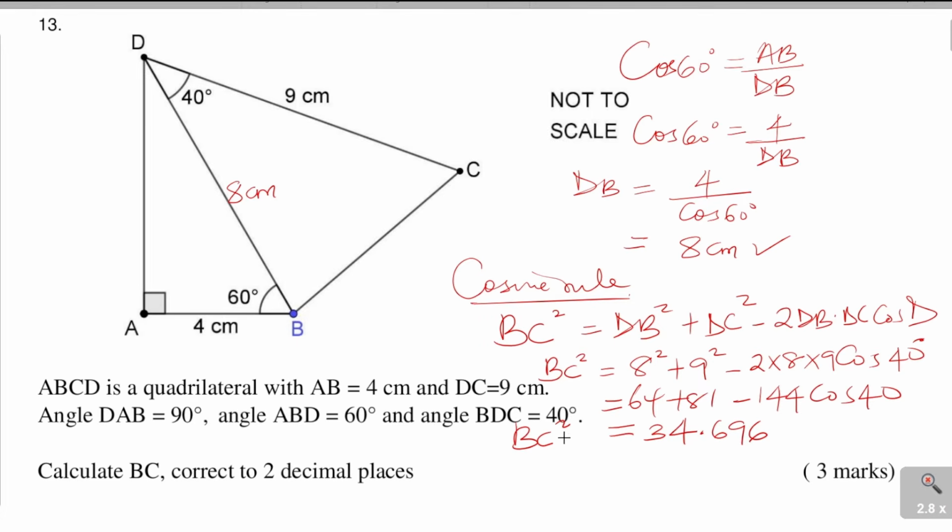And now this is BC squared. In order to get BC, take the square root of both sides. The square root of BC squared will give BC, so get the square root of 34.696, and that will give, correct to 2 decimal places, 5.89 centimeters. So that is how you're supposed to work it out.